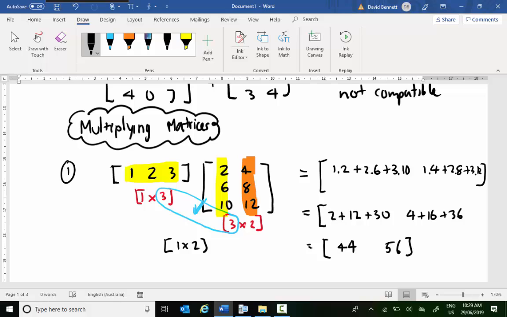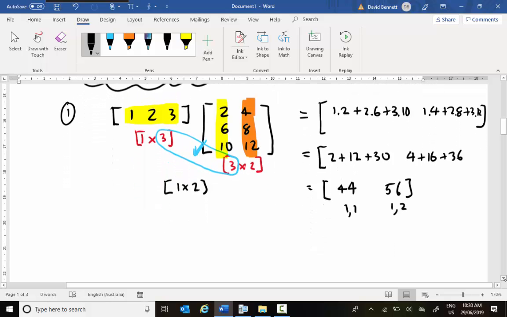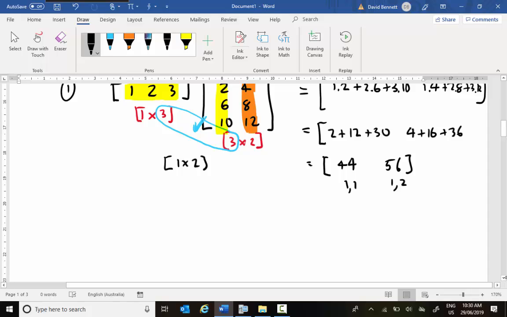And again, my matrix is a 1 by 2 matrix. We position this one here, quite often you'll see that written as 1, 1. This position here is 1, 2, which means row number 1, column number 1, and row number 1, column number 2. So it's interesting. Now let's see how you actually have to do that.